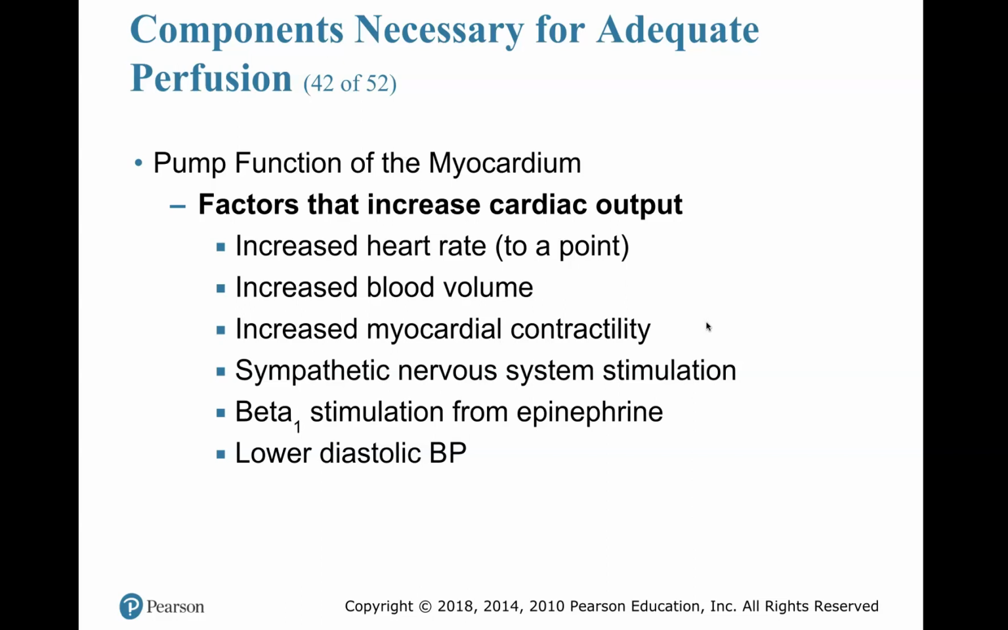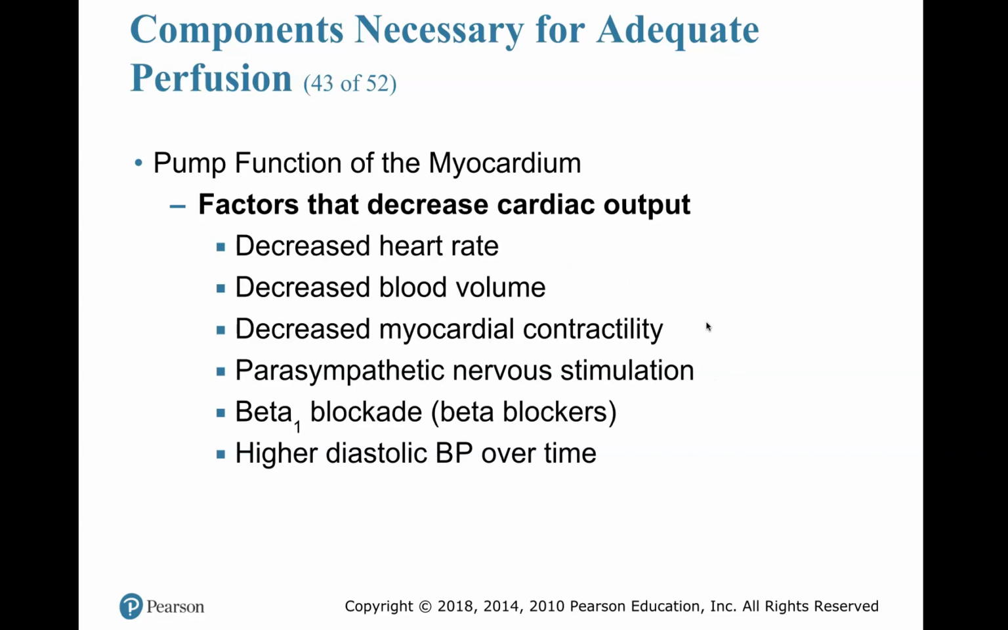Factors that increase cardiac output are increased heart rate to a point, increased blood volume, increased myocardial contractility, sympathetic nervous system stimulation, beta-1 stimulation from epinephrine. We remember that stimulation of beta-1 means one heart, beta-1, and a lower diastolic blood pressure.